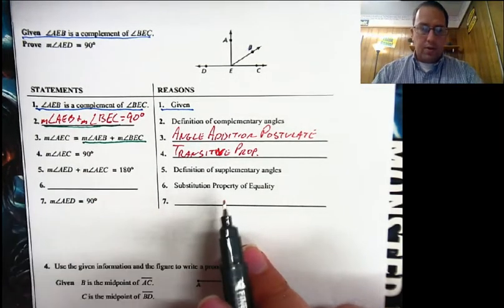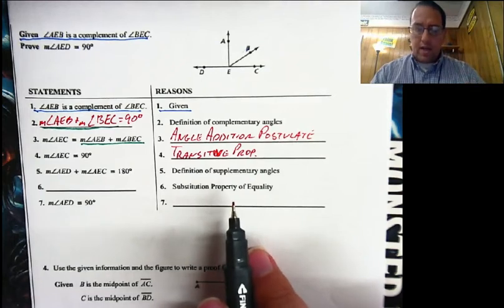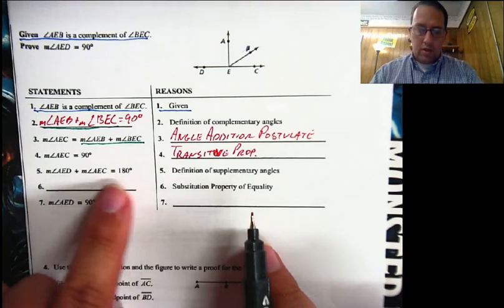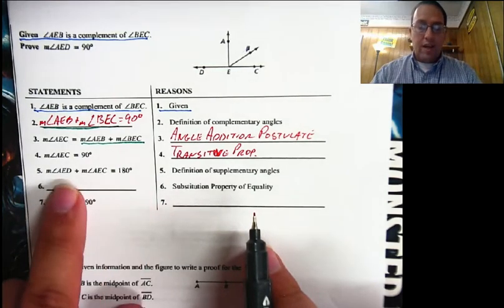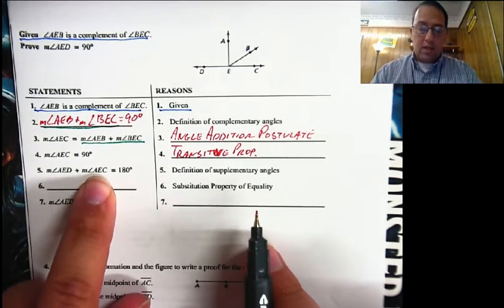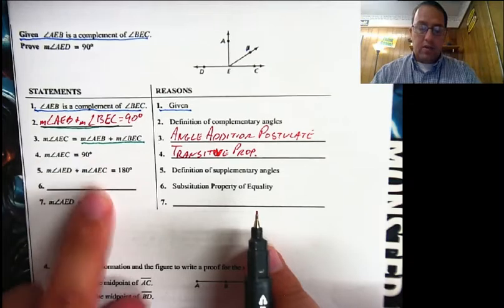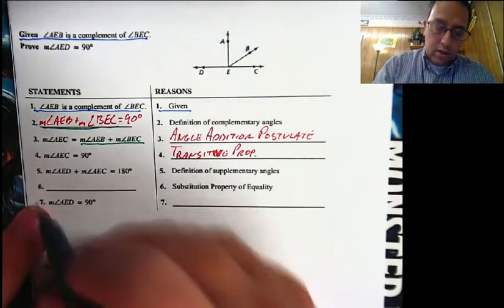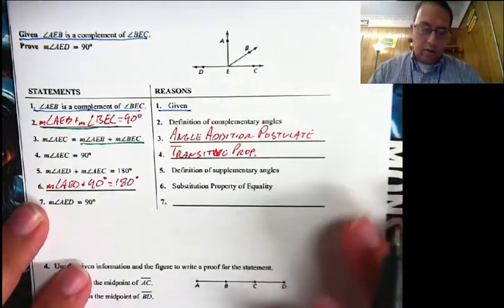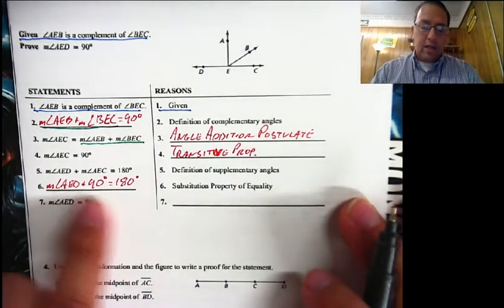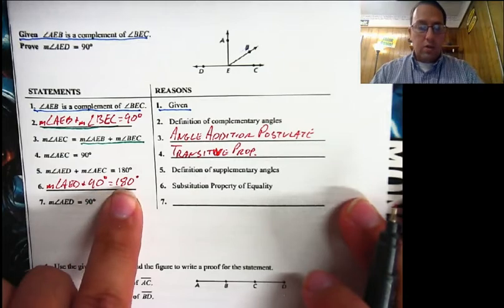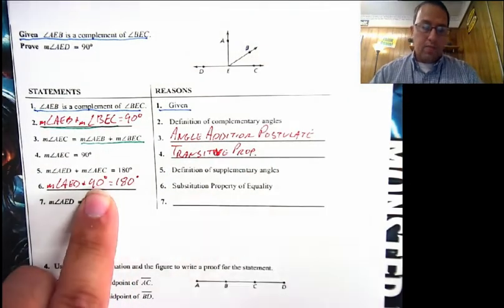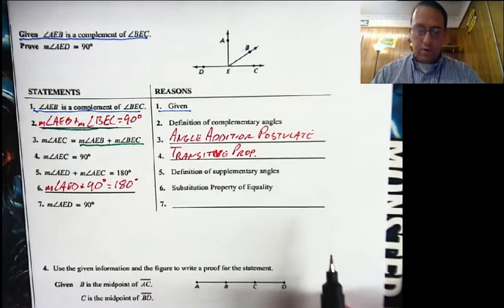Now we want to change it using the substitution property. We're going to take something out and substitute something else in. The only thing on this statement that we know another value for is AEC, because the measure of AEC is 90 degrees, so I can take this out and put the 90 in. So the measure of angle AED plus 90 degrees equals 180 degrees. Substitution property: take one thing out, put something else in.